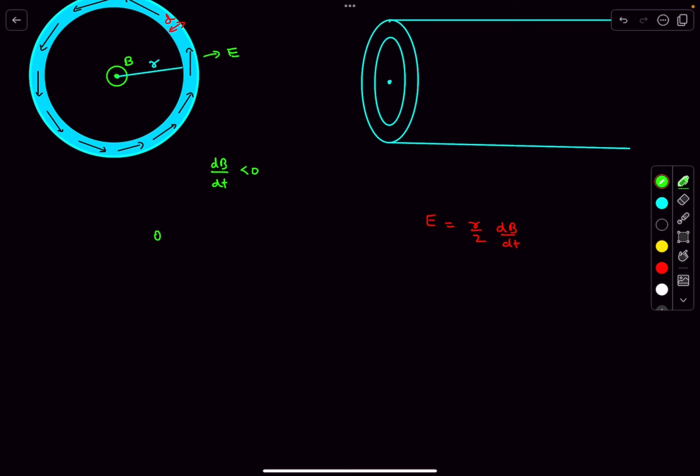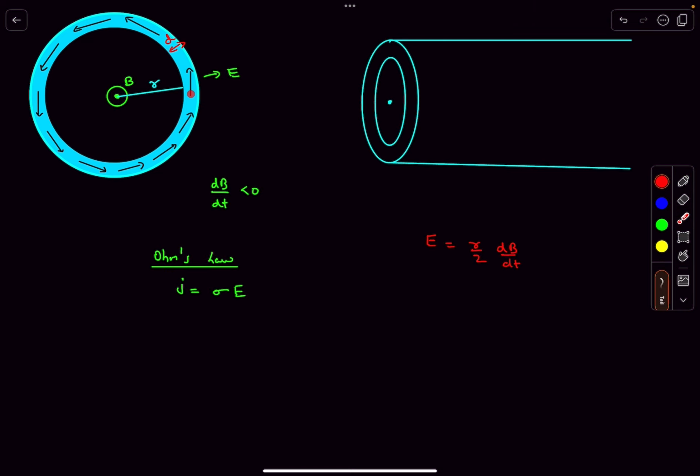By using Ohm's law, for a conductor we can say J, which is the current per unit area or the current density vector, equals sigma times the electric field which is pushing the electrons. In this case, it's the induced electric field that is pushing the electrons around the conductor, and the direction of current is in the circumferential direction. So J is nothing but sigma, which I'm going to write as 1 by rho, because that is what is given to us, times the electric field, which is r by 2 dB by dt. Now we have the current density vector. Its direction is obviously in the circumferential direction, or the phi cap direction.